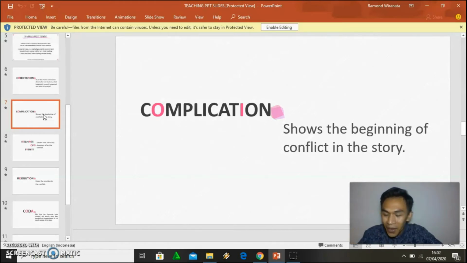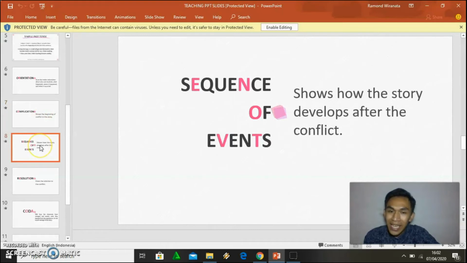Yes, the part when Malin's mother wanted to hug him, right? And then after that, the story becomes deeper, more genuine, higher and higher. Sometimes in a narrative, we call it a sequence of events. It shows how the story develops after the conflict.